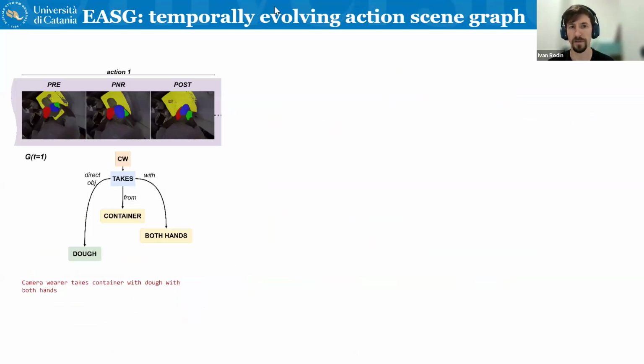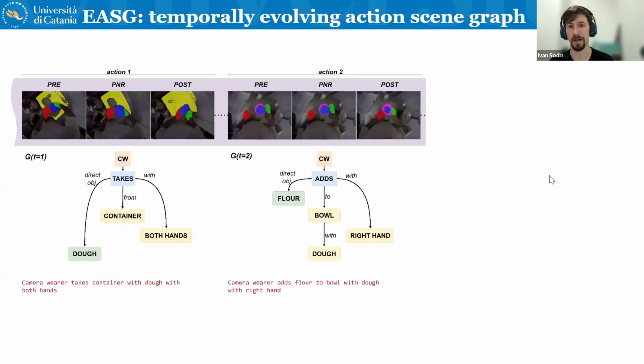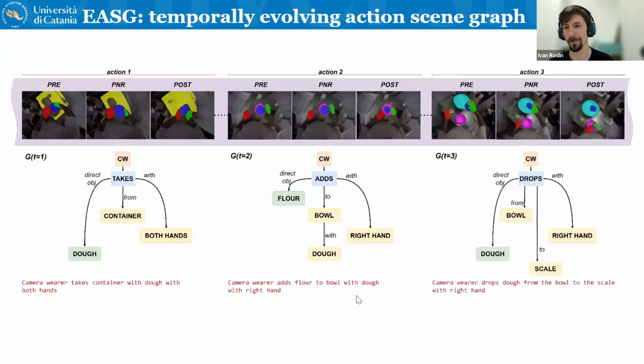And we proposed this new representation, which we called EASG, Egocentric Action Scene Graph, which is basically a temporally evolving action scene graph. So this scene graph captures not all the objects present in the scene, but it is centered around the action performed by the camera wearer. For example, if the camera wearer takes dough, he probably takes it from a container, he takes it with both hands or with the right hand. Then the camera wearer performs some other activity with the same piece of dough. For example, he may add flour to it, so again with some hand. And finally, he can perform something else with the same piece of dough.